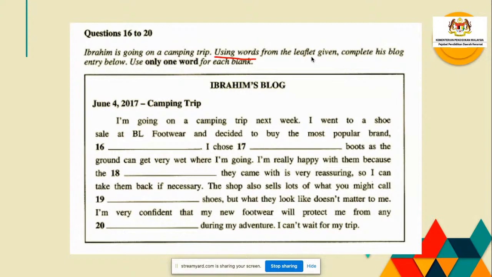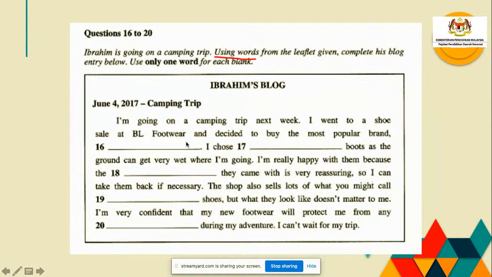Read the instruction. "Using words from the leaflet given, complete his blog entry below." So this is a blog. "Use only one word." Again, underline this instruction. Only one word, meaning you cannot write more than one word. So each blank here will only have one answer, and the answer must only be taken from the leaflet given.